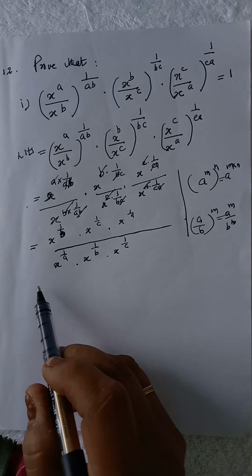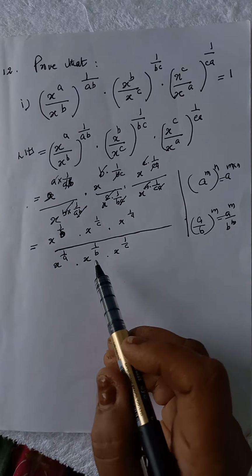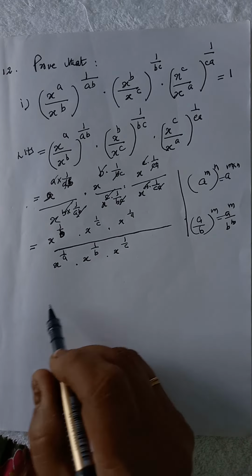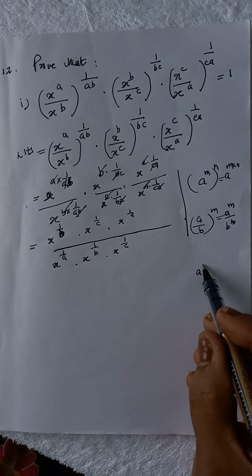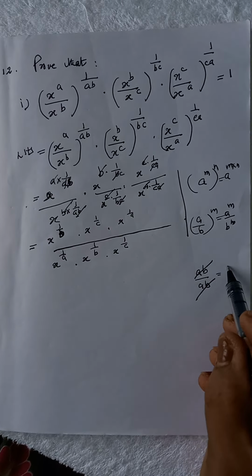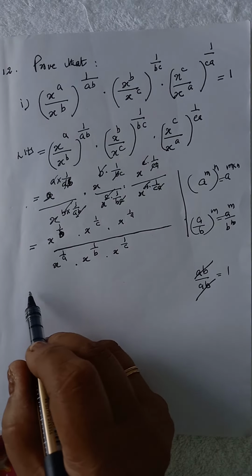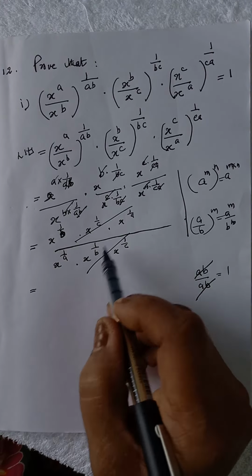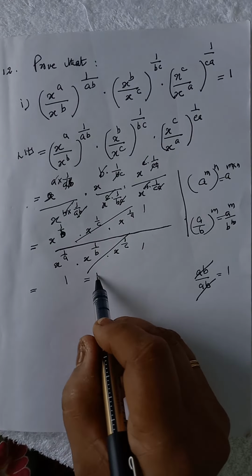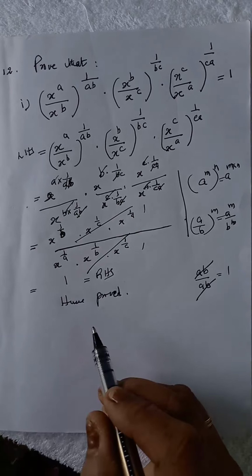Now let us see what is numerator. Numerator is the same as the denominator. So ab by ab we can cancel as a whole. What is remaining? 1. So this also we can cancel as a whole. What is remaining? 1 by 1, 1. So what is that? That is RHS. Hence proved.